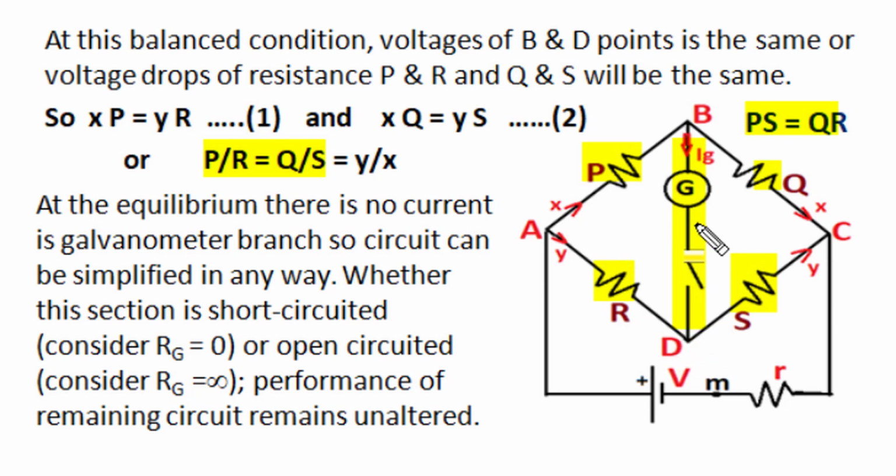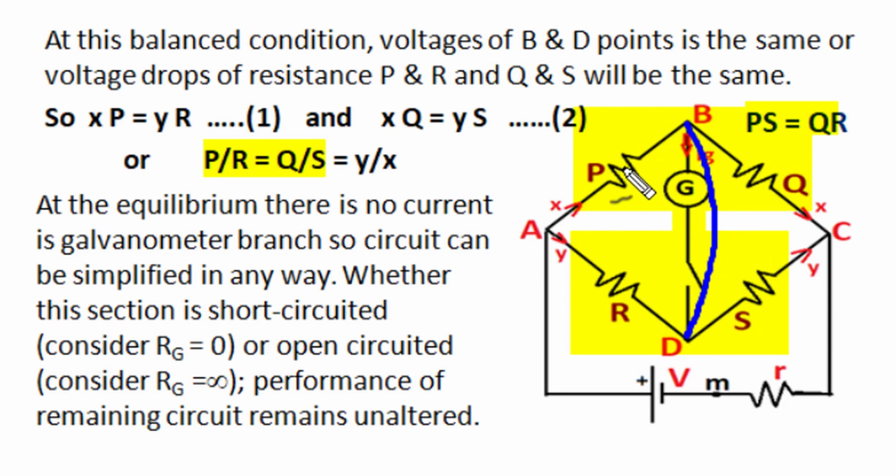So this BD section can be treated as open circuited, and P and Q are taken as in series, R and S can be taken as in series, and this series combination of P and Q will become parallel to the series combination of R and S. The same balance condition can also be treated as potential of B and D being the same, so one can short circuit B and D, and in that condition resistance P and R become parallel, and similarly resistance Q and resistance S become parallel to each other, and these two parallel combinations, one of P and R, second of Q and S, are in series to each other.